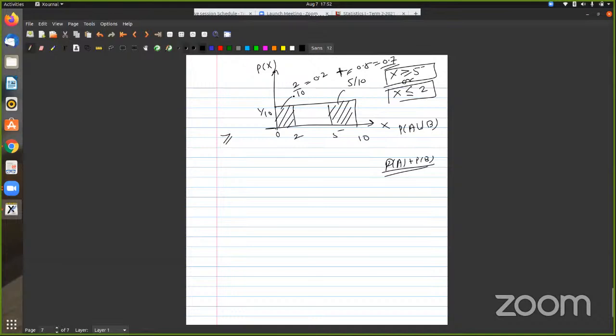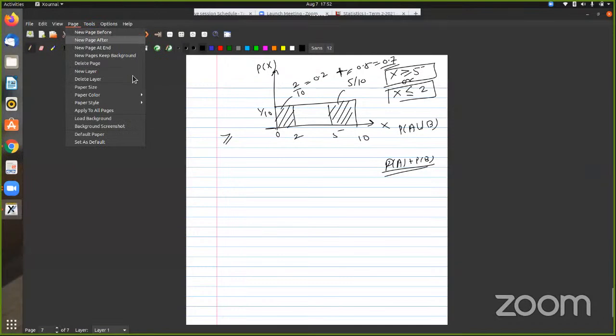So in this, if it is given that it is uniformly distributed between 0 and 10, what is the sample space? It will be 0, 1, 2, 3, 4, 5, 6, 7, 8, 9, 10, or it will be 1, 2, 3, 4, 5, 6, 7, 8, 9, 10.